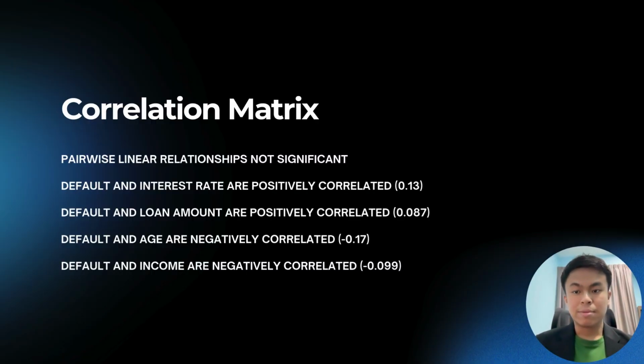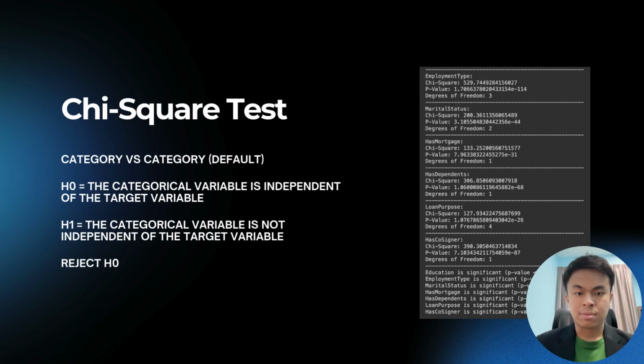Similarly, default and loan amount are also positively correlated, default and age are negatively correlated, and default and income are also negatively correlated. There are also other insights which are not very significant, and these are a few that we can observe.